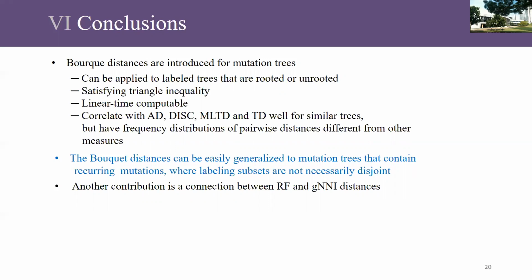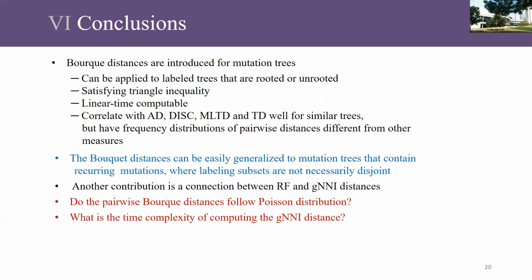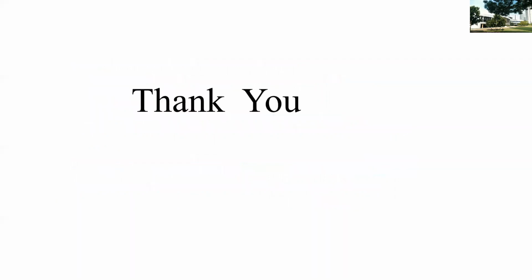Another contribution of this work is the connection between the Robinson-Foulds distance and the generalized nearest neighbor interchange distance. This work raises a couple of interesting research problems. For example, do the pairwise bulk distances follow a Poisson distribution? Another problem is what is the time complexity of computing the generalized nearest neighbor interchange distance?